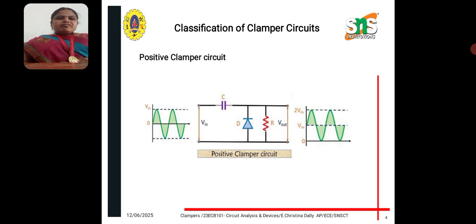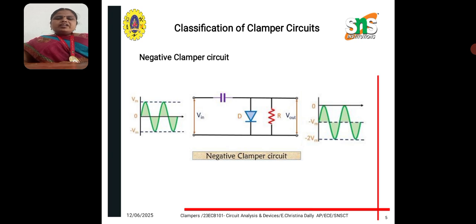So this is the classification. We have two types of clamper circuit: one is the positive clamper, and the other is the negative clamper. This is the diagram of the positive clamper. Here we have the capacitor, diode and the resistor, and an input signal. We have taken the amplitude of 0 to Vm with respect to time. The output will shift above the zero level, so that is termed the positive clamper circuit.